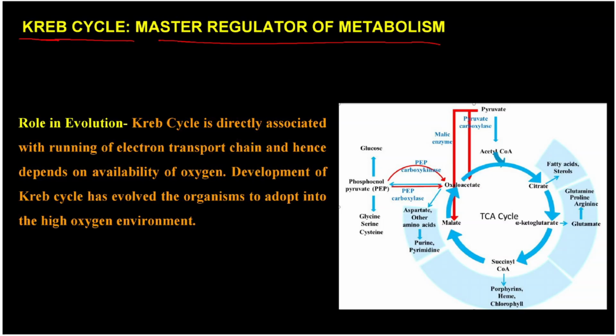So the Krebs cycle is directly associated with the running of the electron transport chain and hence depends upon the availability of oxygen. The development of the Krebs cycle has evolved organisms to adapt to a high oxygen environment, because according to evolution, when the world started, it was highly anaerobic. It was anaerobic. But the development of the Krebs cycle is one of the factors that has evolved organisms to adapt to a high oxygen environment.